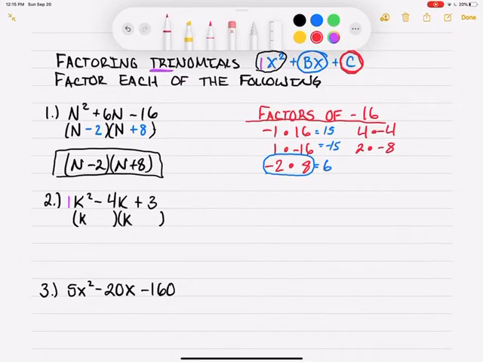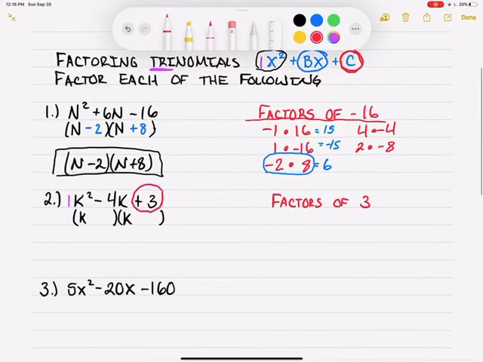Now what I'm looking at is the factors of my c term, which is 3. C is the constant term.